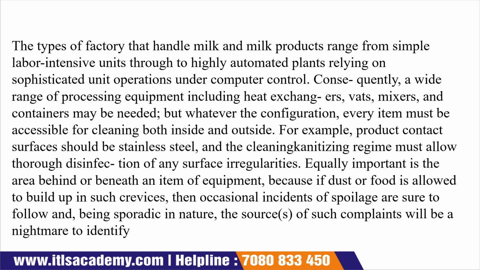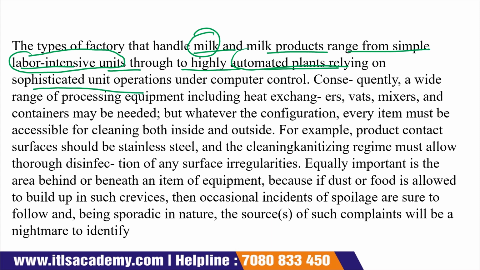The type of factory that handles milk and milk products ranges from a simple labor intensive unit through to a highly automated plant. We all know that the industries which manufacture or handle milk and milk products have a wide range. Their range is from a labor intensive unit, where the manufacturing occurs with the help of labor, to highly automated plants relying on sophisticated unit operations, even under computer control.